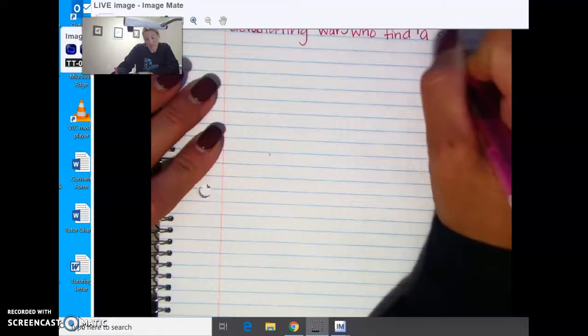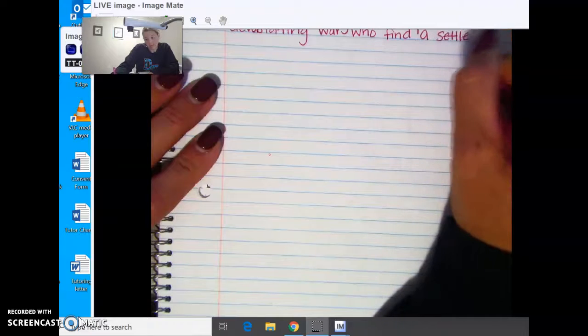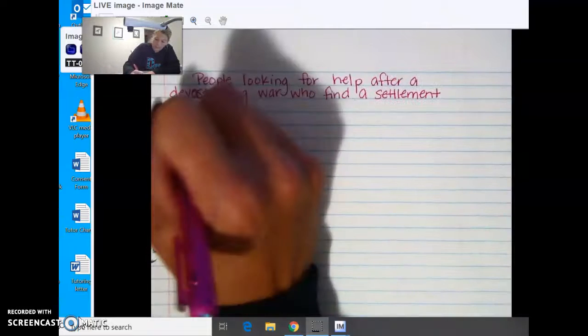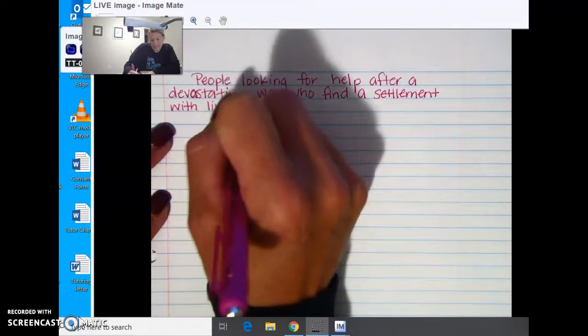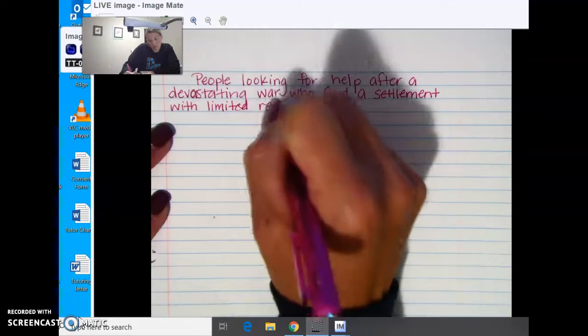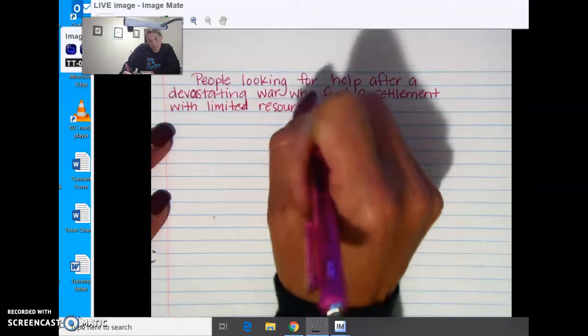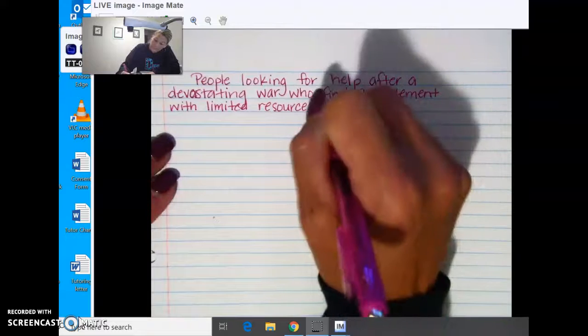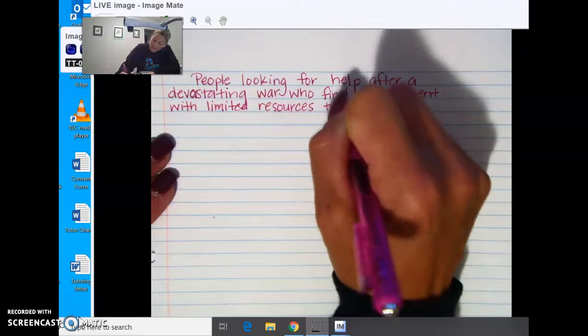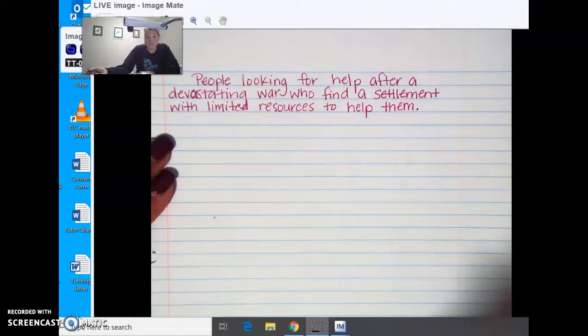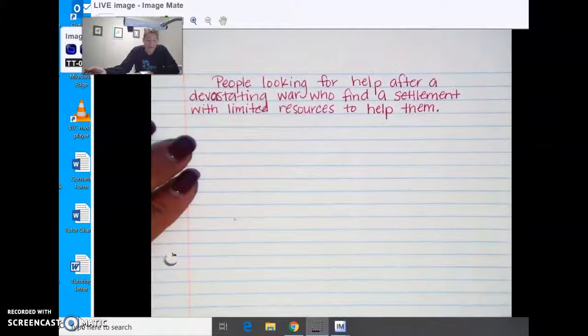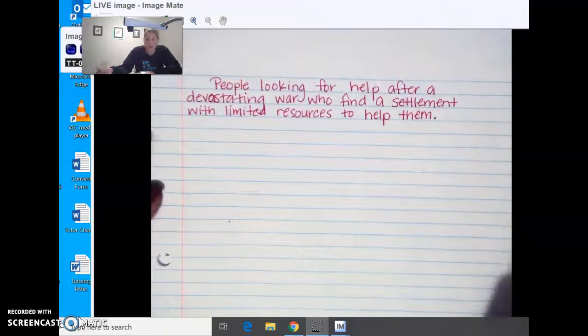Who find a settlement with limited resources to help them. But of course, we don't know yet if they're going to, right? Because we haven't finished the story. So here's where we are.